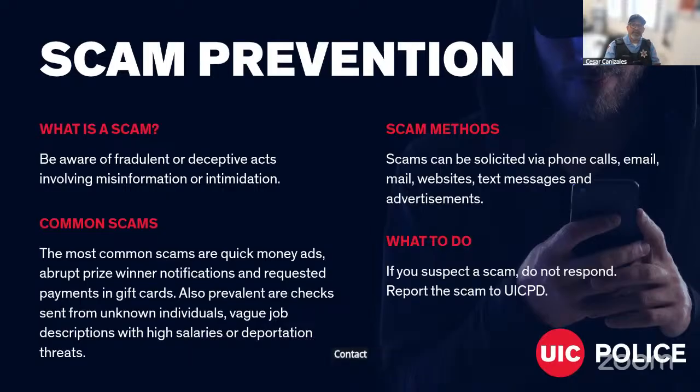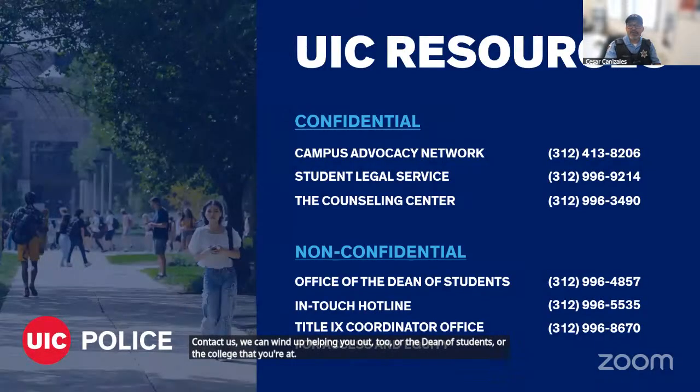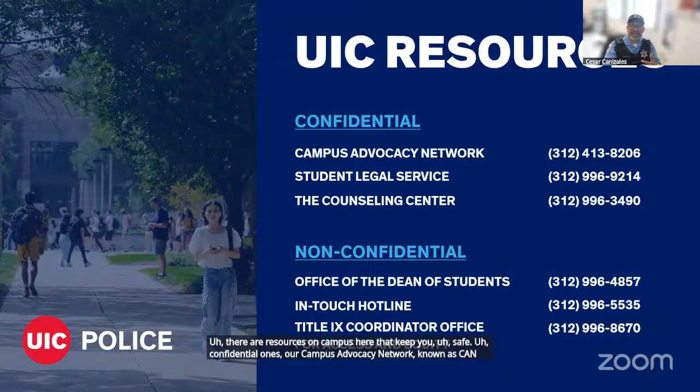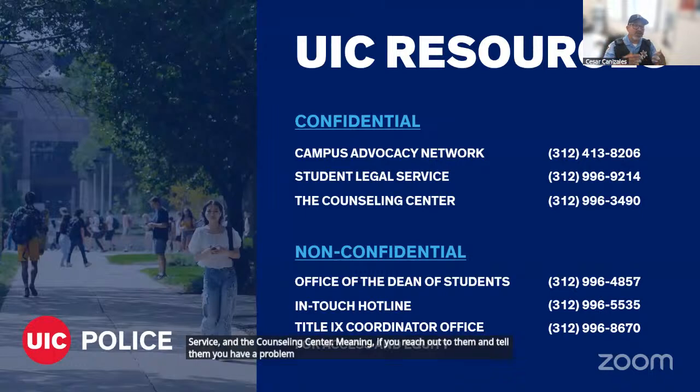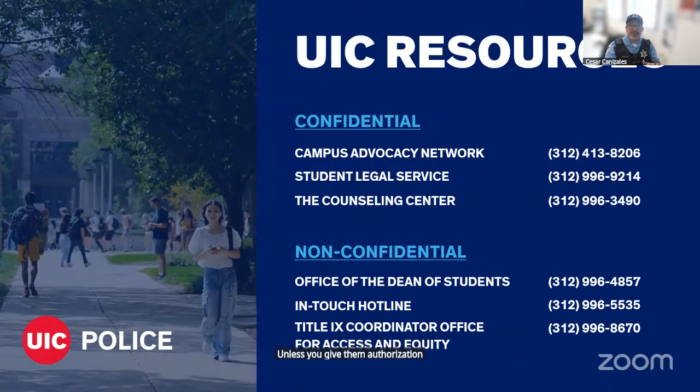Contact us. We can help you out too, or the dean of students or the college that you're at. There are resources on campus here that keep you safe. Confidential ones are Campus Advocacy Network, known as CAN, Student Legal Service, and the Counseling Center. Meaning if you reach out to them and tell them you have a problem, you have an issue, there was a certain situation that you were involved in, or maybe there's a problem with another student or something, it stays between you and them and it goes nowhere unless you give them authorization to reach out to other resources that can be helpful for you. Dean of Students, In Touch Hotline, Title IX Coordinator, or the Police Department.